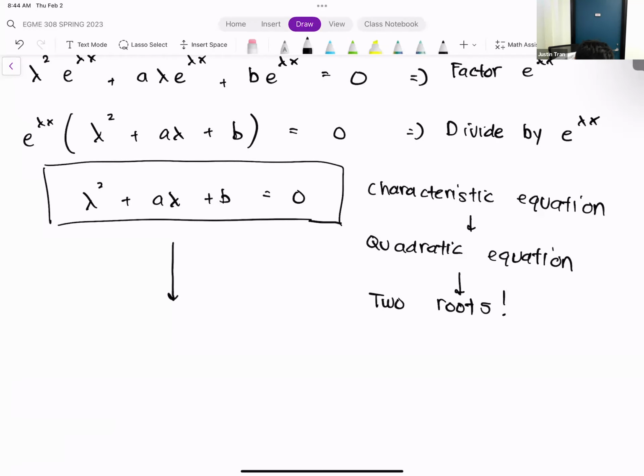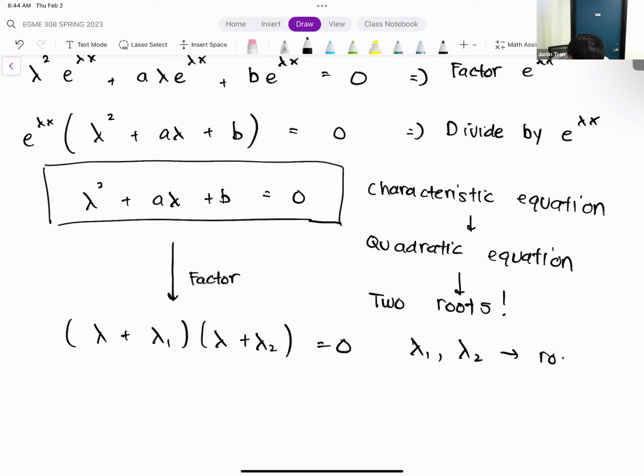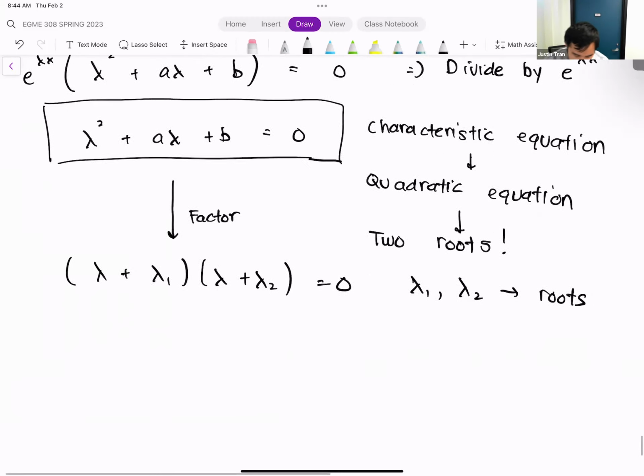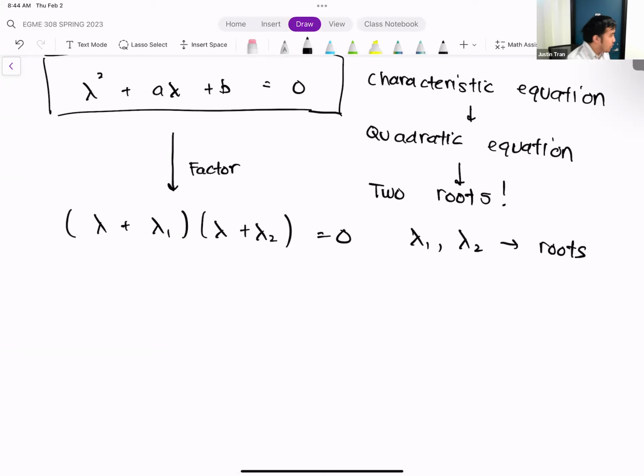And so if we factor this equation, then we get something that looks like this. So lambda minus lambda 1 times lambda minus lambda 2 equal to 0. Lambda 1, lambda 2, these are the roots. Okay. And so if lambda 1, lambda 2 are the roots of our characteristic equation, then our two solutions are going to be based on those roots.